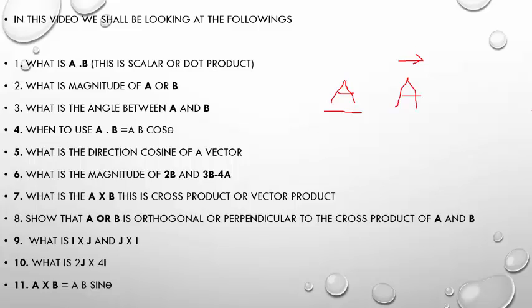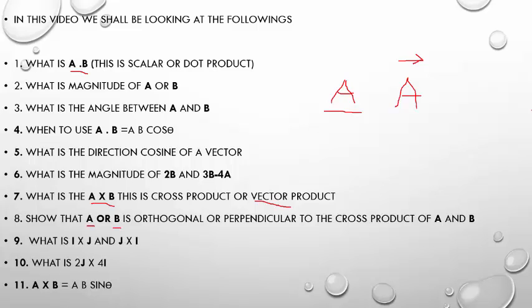Then what is the cross product of a vector? The cross product will give us a vector product. Like A cross B, our final answer will be a vector. But A dot B, our final answer will be a scalar. Then we have to show that vector A or vector B is orthogonal or perpendicular, or is at 90 degrees to their cross product.